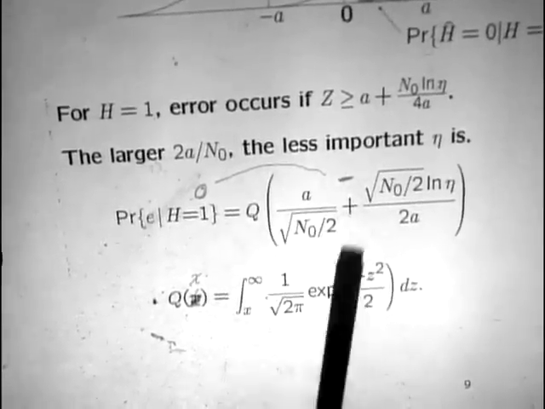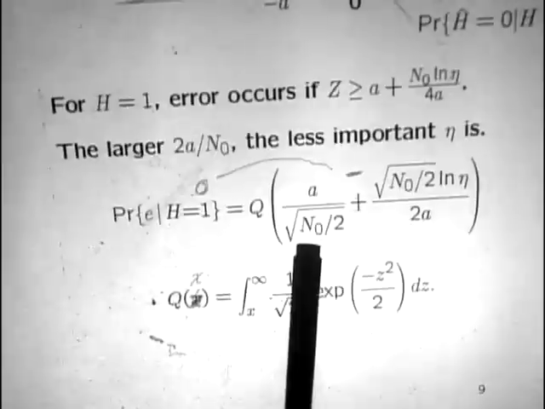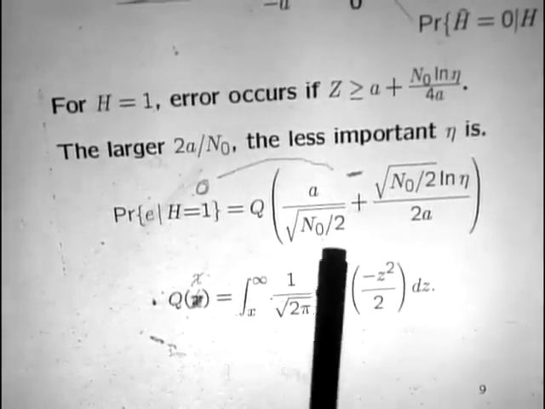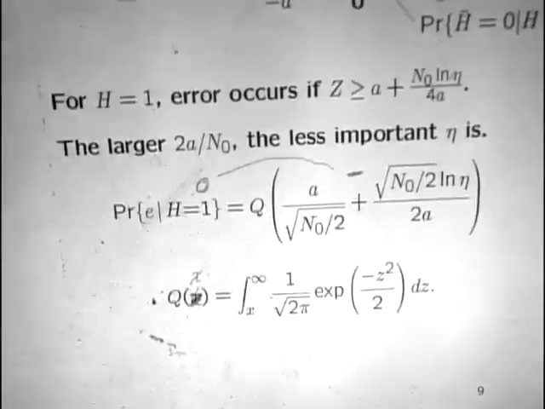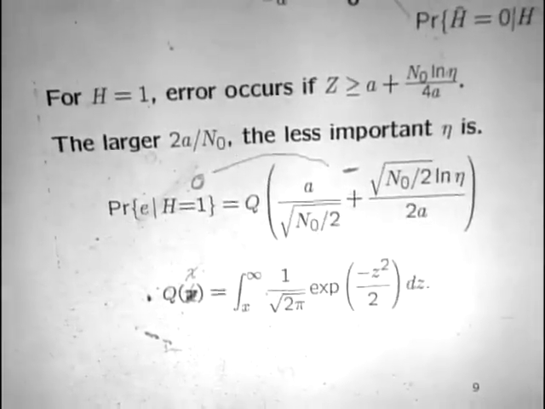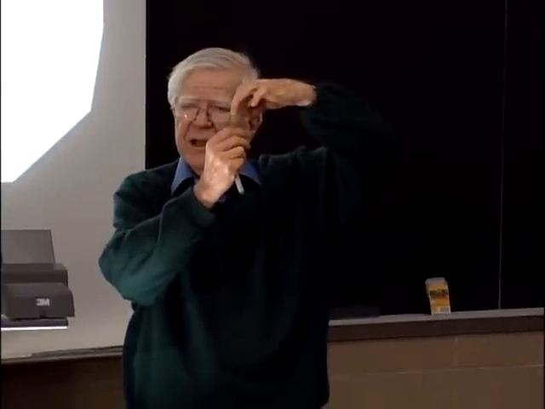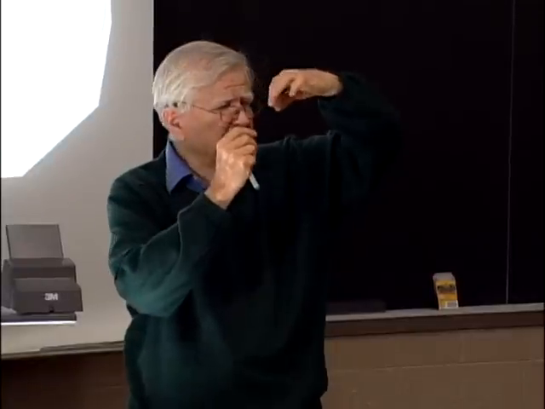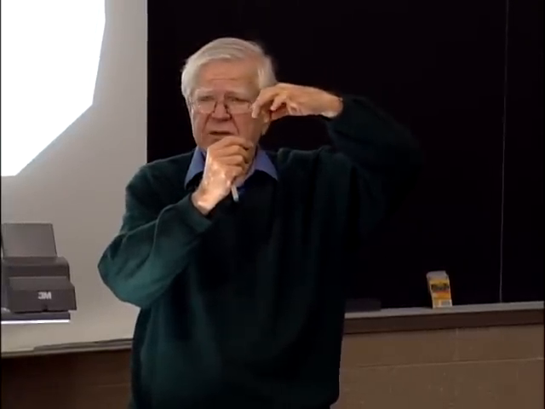Okay, but now this, we're taking the ratio of A with the square root of n0. Well, the square root of n0 over 2 is really the standard deviation of the noise. So what we're doing is comparing the amount of input we put in with the standard deviation of the noise. Now, does that make any sense? The probability of error depends on that ratio. Well, yeah, it makes a whole lot of sense.